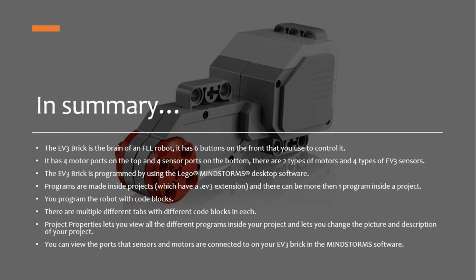Programs are made inside projects, and there can be more than one program inside a project. You program the robot with code blocks. There are multiple different tabs with different code blocks in each. Project properties let you view all the different programs inside your project and lets you change the picture and description of your project. And lastly, you can view the ports that sensors and motors are connected to on your EV3 Brick in the Mindstorm software.